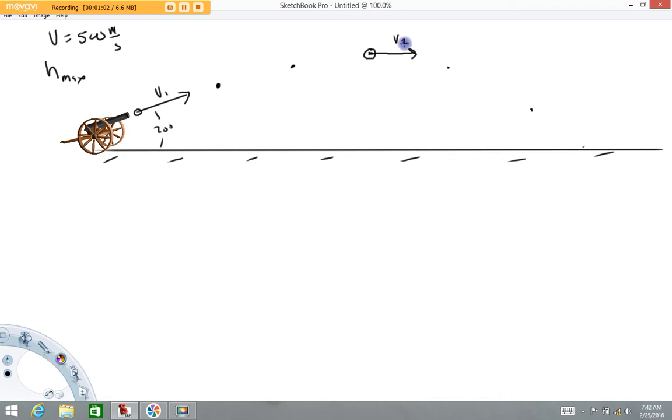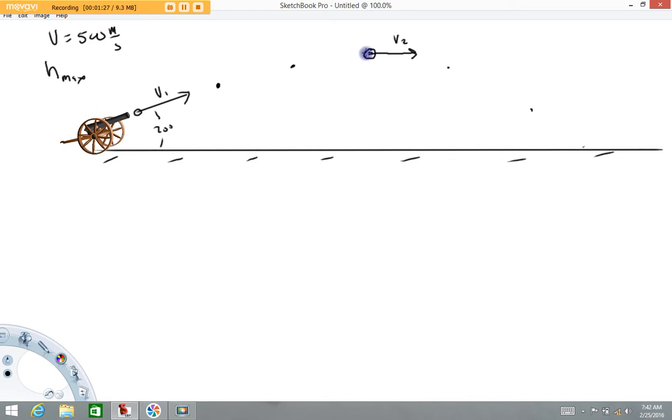Now, we're going to talk about how to apply the work energy theorem. Before we do though, let's talk about why we would apply the work energy theorem. When we look at this problem, recognize that we have a significant kinetic energy. As the ball travels through the air, it's moving higher and higher, so its potential energy is increasing. At the same time, it's moving slower and slower, so its kinetic energy is decreasing.